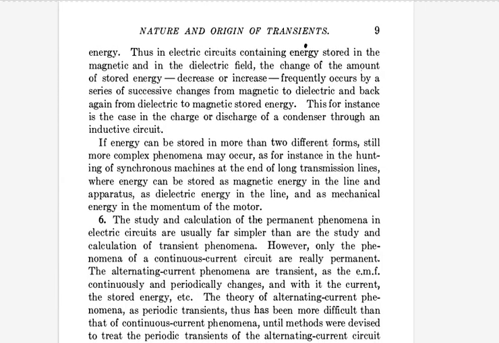Thus in electric circuits containing energy stored in the magnetic and in the dielectric field, the change of the amount of stored energy, decrease or increase, frequently occurs by a series of successive changes, from magnetic to dielectric and back again from dielectric to magnetic stored energy. This, for instance, is the case in the charge or discharge of a condenser through an inductive circuit. If energy can be stored in more than two different forms, still more complex phenomena may occur, as for instance in the hunting of synchronous machines at the end of long transmission lines, where energy can be stored as magnetic energy in the line and apparatus, as dielectric energy in the line, and as mechanical energy in the momentum of the motor.